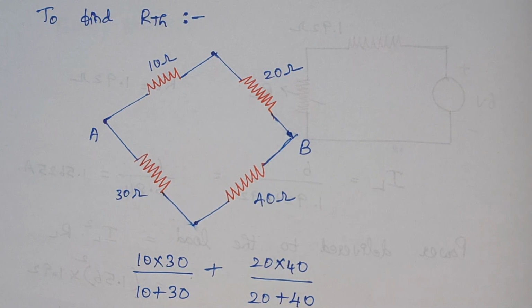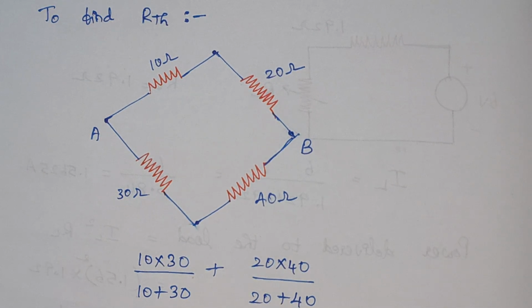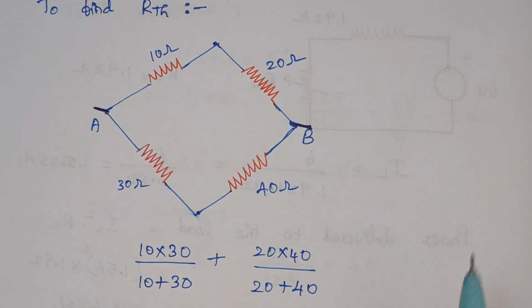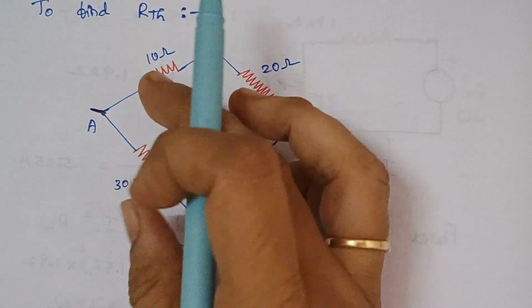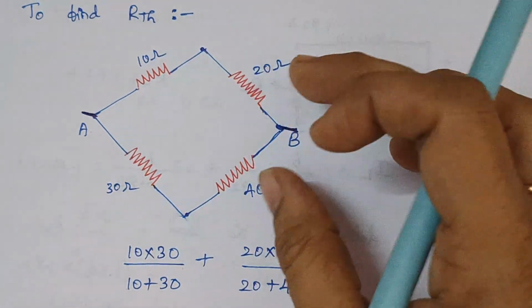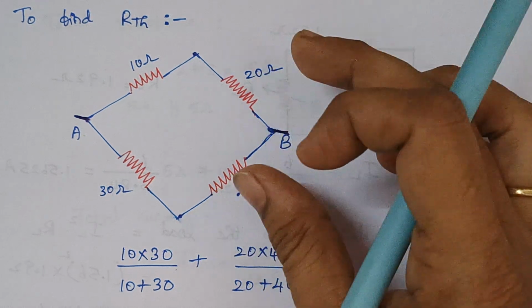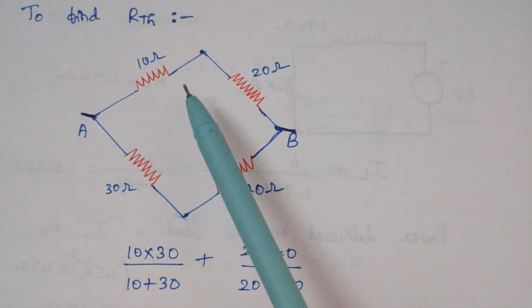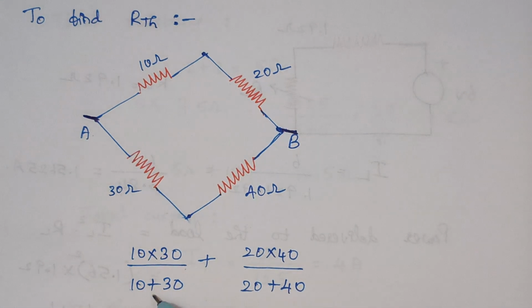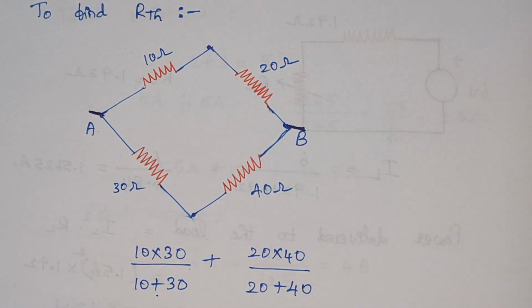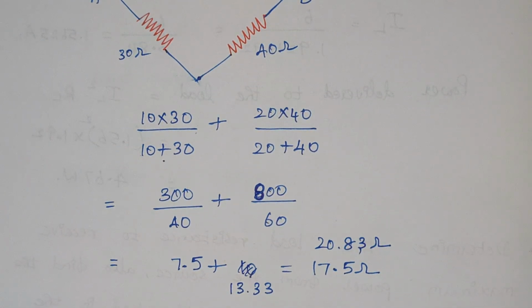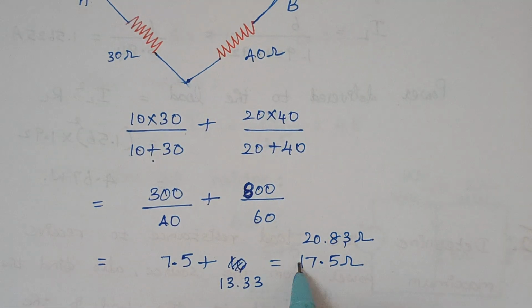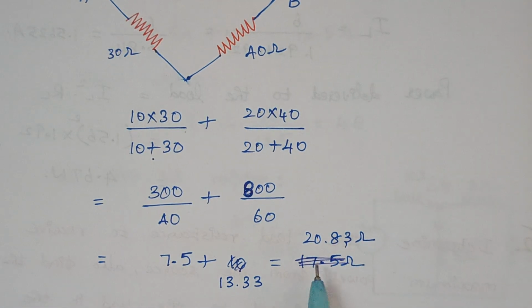To calculate the Rth, you see again, these are the terminals, right? Here these two resistors are in parallel and again these two resistors are in parallel, and that combination comes in series. So here 10 into 30 divided by 10 plus 30, and here 20 into 40 divided by 20 plus 40. When you solve, the final answer is 20.83 ohms here.